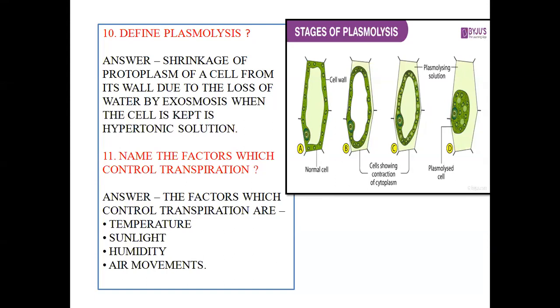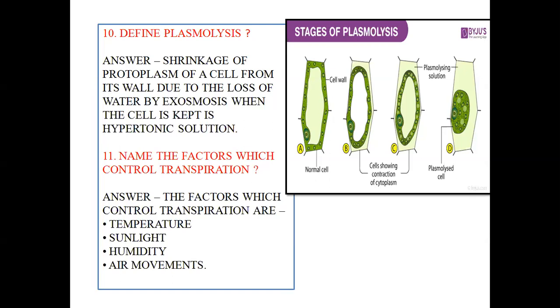Next is sunlight. During the day, the stomata remain wide open, whereas during night, the stomata remain closed. When the stomata are open, it helps in the process of transpiration, whereas in the dark, when the stomata are closed, no transpiration takes place through stomata. Therefore, sunlight influences transpiration.